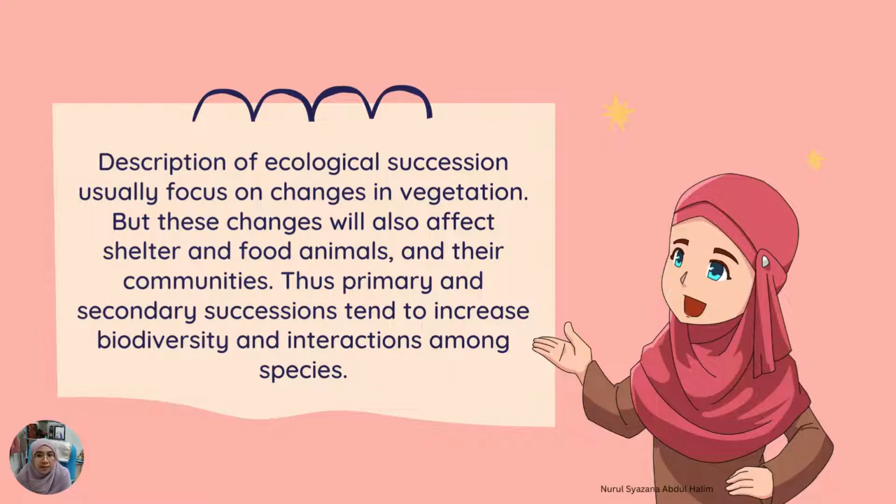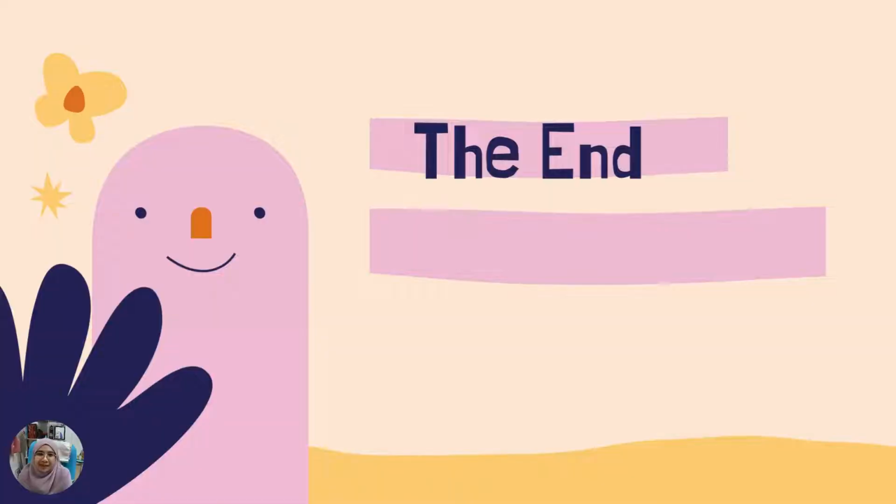Descriptions of ecological succession usually focus on changes in vegetation, but these changes will also affect the shelter and food of animals and their communities. Thus, primary and secondary succession tend to increase the biodiversity and interaction among species.